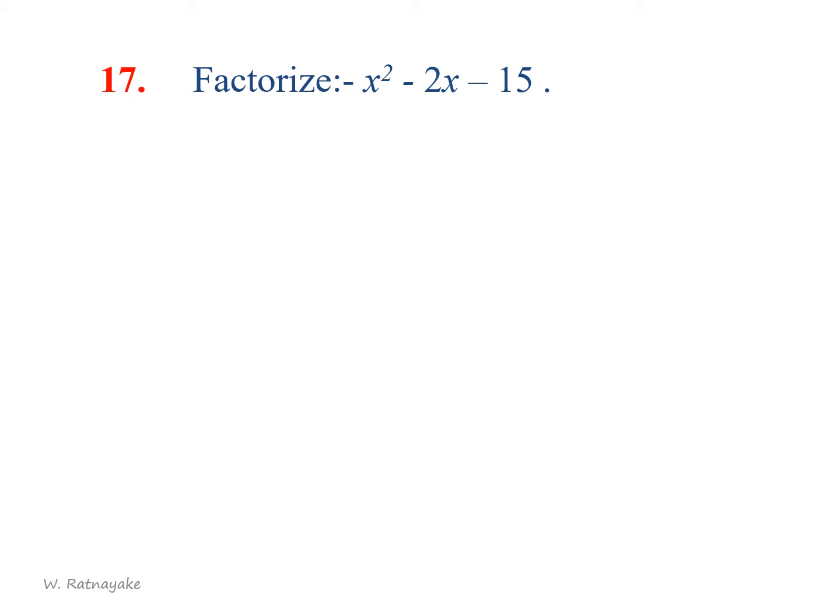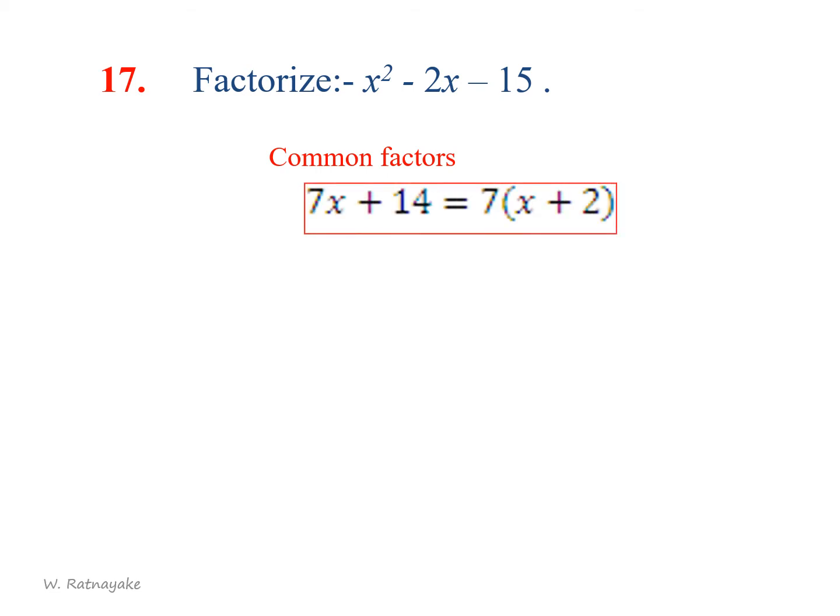Common factors. If you take 7x plus 14 as an example, 7x has factors 7 and x, and 14 has factors 7 and 2. Therefore, 7 is common for both terms. We can take it out as the common factor, and within brackets we can take the remaining factors, x plus 2. So this is one way of factorization. We call this taking the common factor out.